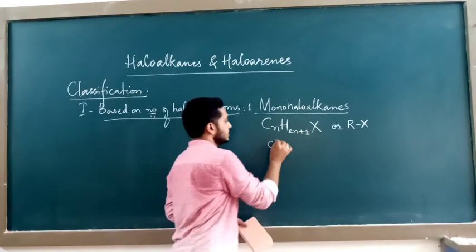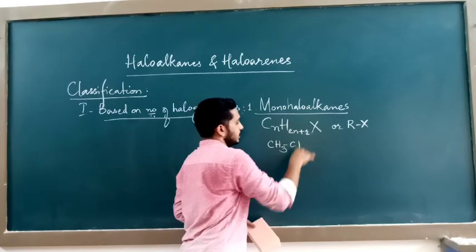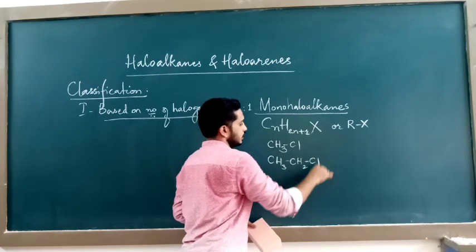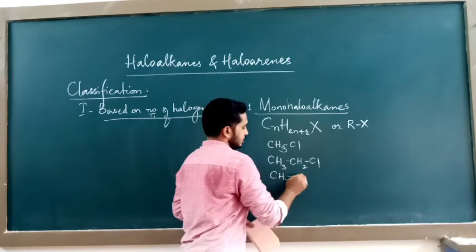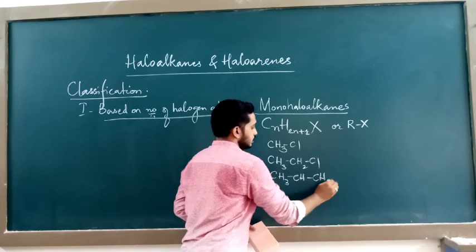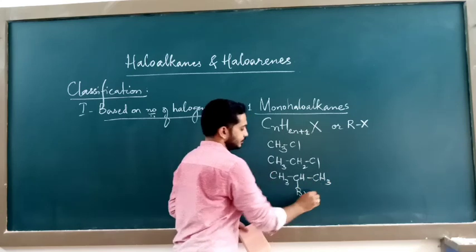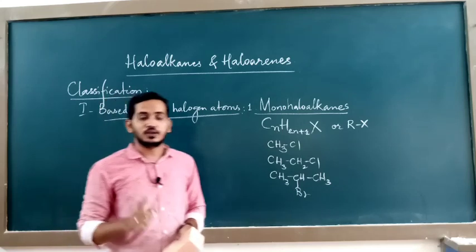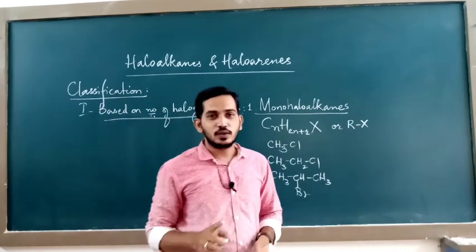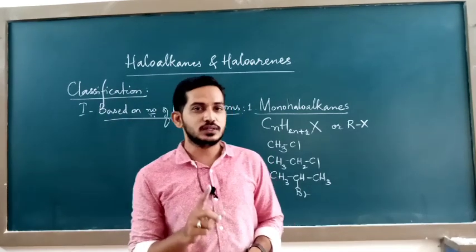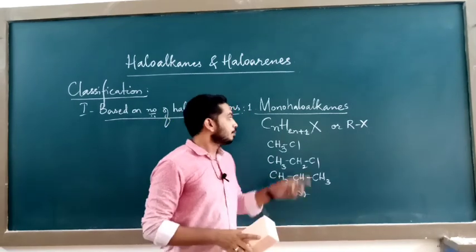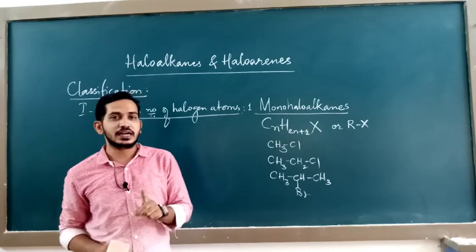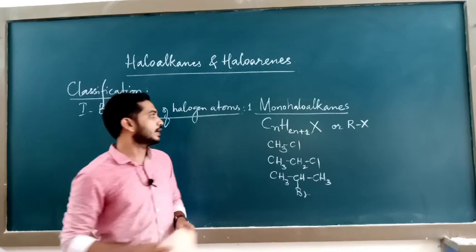For example, CH3Cl, CH3CH2Cl, CH3CH2Br. All these are examples of monohaloalkanes. So monohaloalkanes are those haloalkanes which contain only one halogen in them. In other words, monohaloalkanes are those alkanes wherein one hydrogen atom is replaced by one halogen atom.